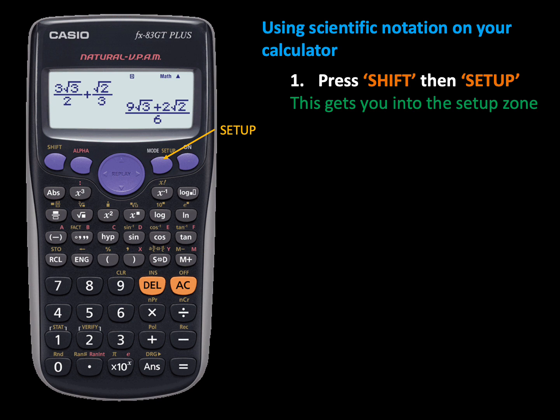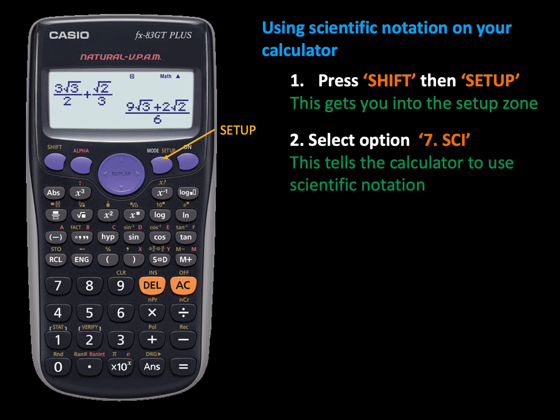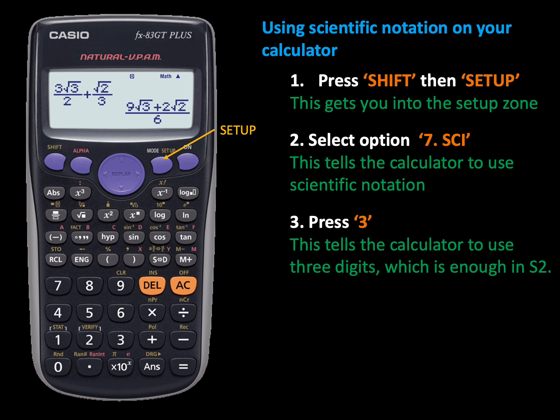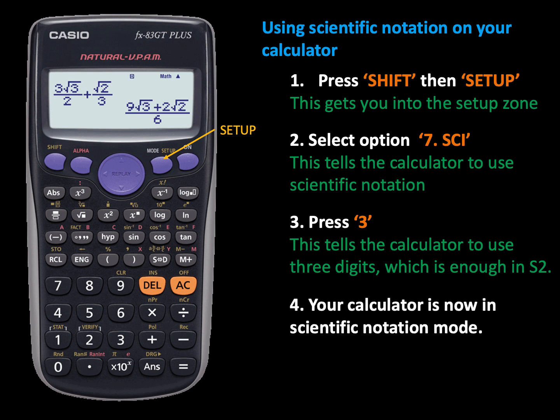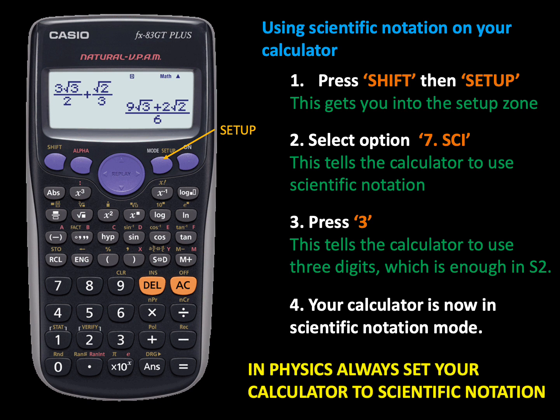Shift then setup, that gets you into the setup zone. When you're in there, select option number 7, SCI for scientific notation. Then press 3. That basically tells the calculator to use 3 digits in the scientific notation, which is enough in S2. And you're ready now to use your calculator in scientific notation. In physics, always use it in this way.